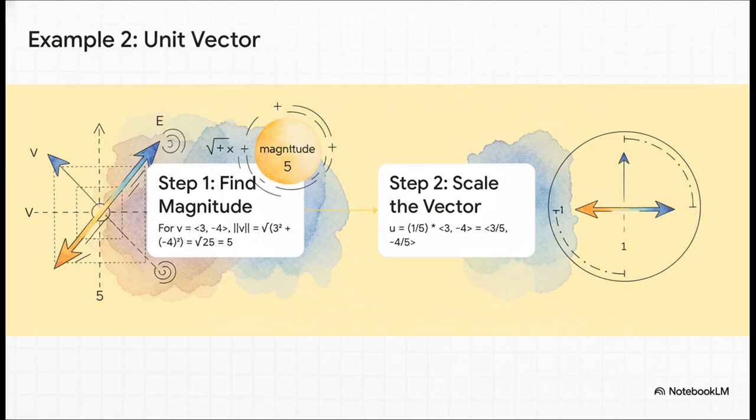Now for the easy part. To get that unit vector, we just divide our original vector by that length. So we get <3/5, -4/5>. This new vector points in the same direction, but if you checked its length, it would be exactly 1.